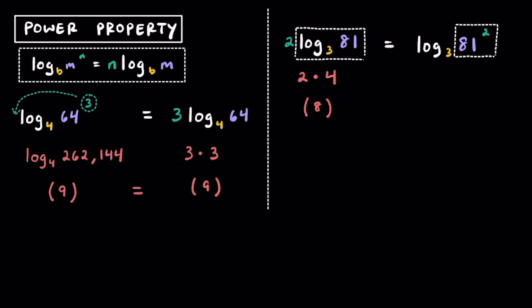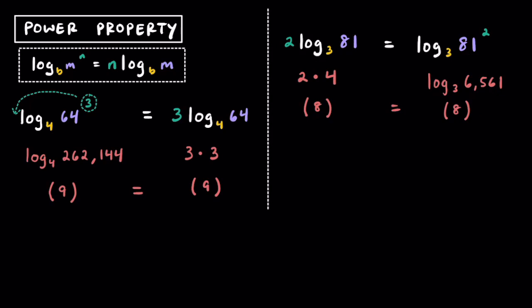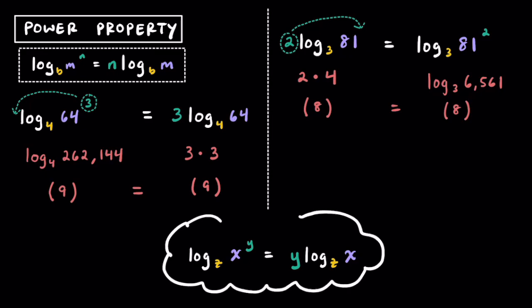81 to the second power is 6,561, so we have log base 3 of 6,561. And it turns out this is just equal to 8 since 3 to the 8th power is equal to 6,561. Using the power property, we were able to take the 2 that was in front of the logarithm and use it as the exponent for 81. To generalize here, we can say that log base z of x to the y power is equivalent to y times log base z of x.